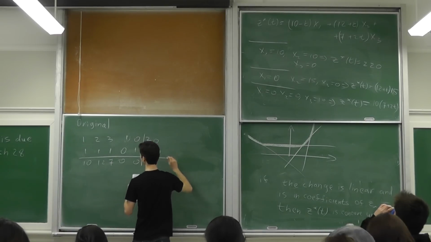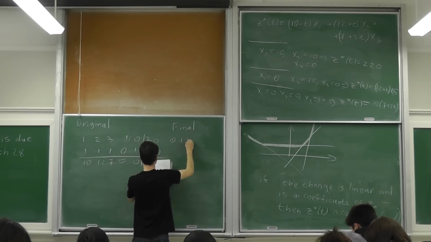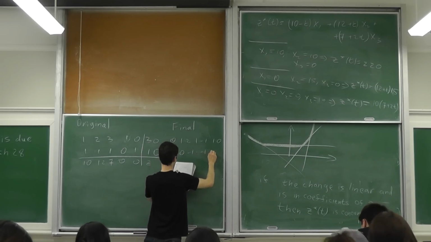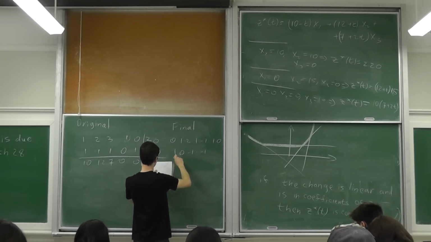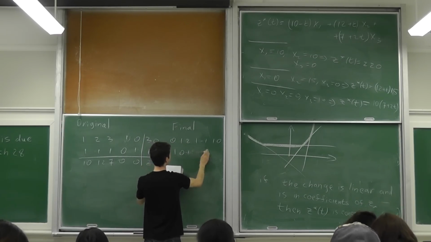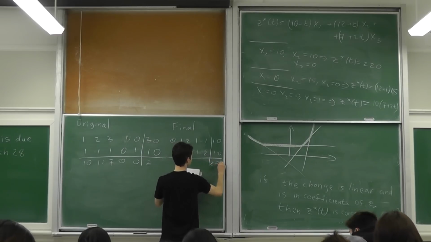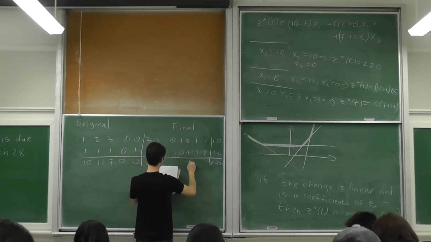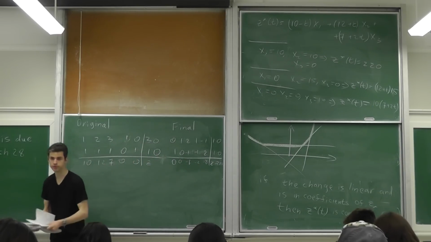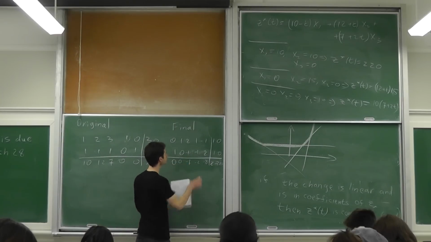And the final table was 0, 1, 2, 1, minus 1, 10; 1, 0, minus 1, minus 1, 2, 10; and Z: 120, minus 7, minus 2, minus 8. So that was the original formulation of the problem. The original problem was like this, the final table was like this.